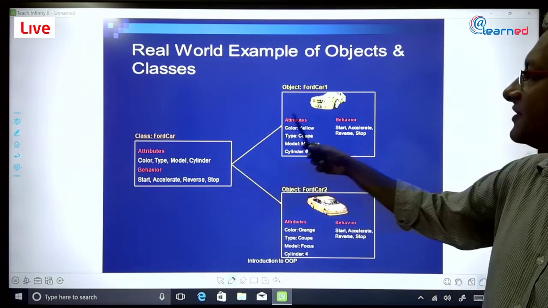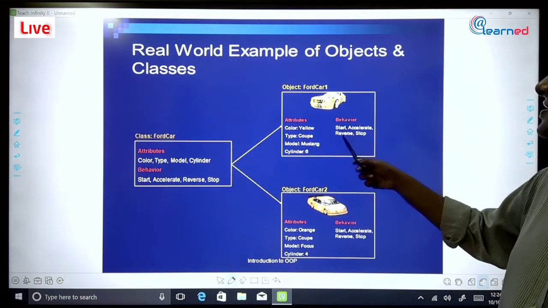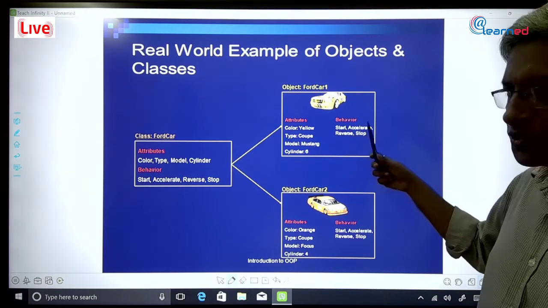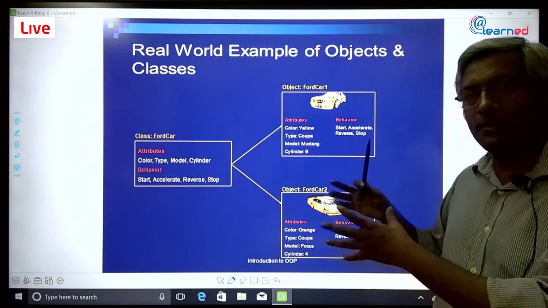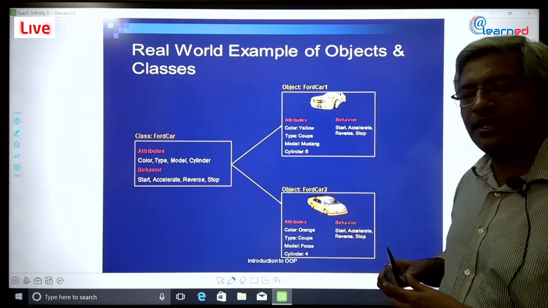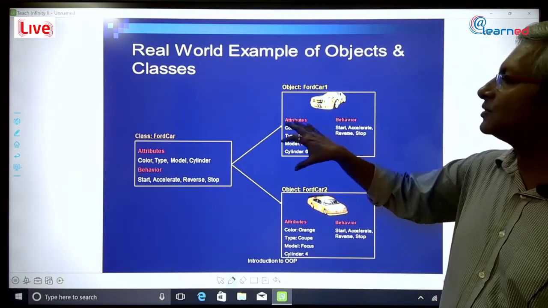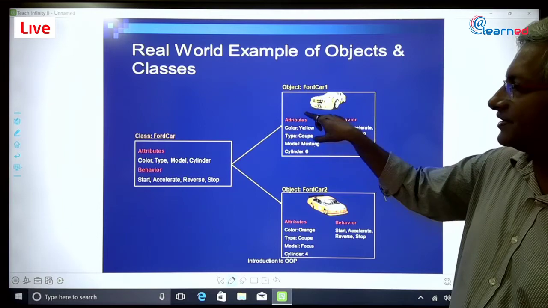And the behaviors also will be copied: start, accelerate, reverse, stop. So these would be the methods, which we'll go into later. But these are the methods that will work on these attributes over here.